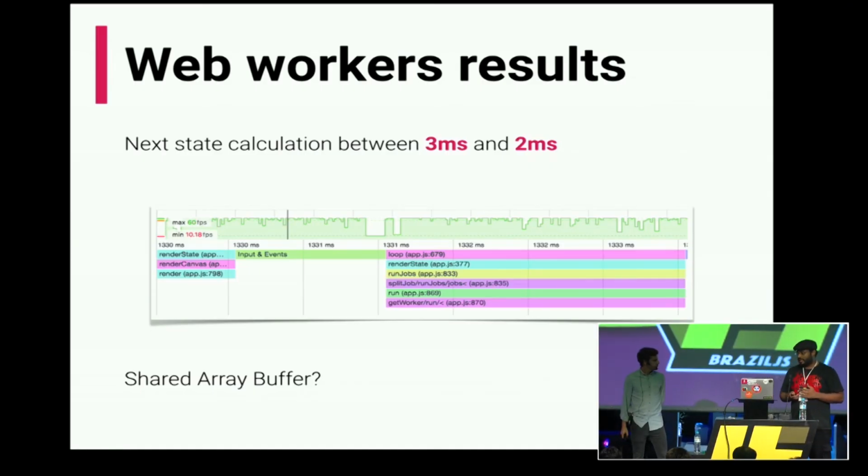On average, the speed of this state calculation varied from 2 to 3 milliseconds for a matrix of the same size. The drawback of this approach is the memory copy to each worker every time we call it, adding a small overhead. It could be solved by using a SharedArrayBuffer, but this wasn't the subject of our research.